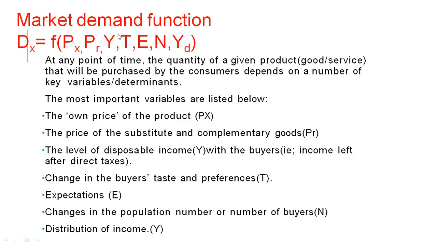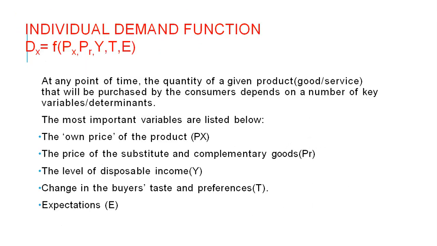So the market demand function, everything is the same as the individual demand function. The extra two variables are N, which is nothing but the number of population, and Y, which is nothing but the income or the distribution of income of the population. So this is it for this class, children: individual demand function and market demand function.